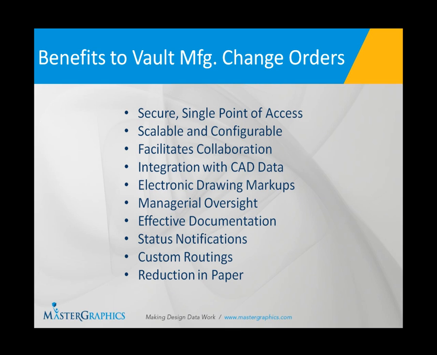One thing that you can't have with a paper-based process is notifications. It's a manual process, so your notification might be that the change order is routed from one desk to another. Well, with Vault Manufacturing, there's 3 levels of notification.